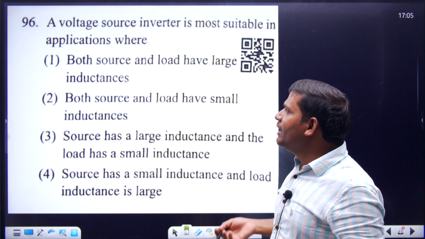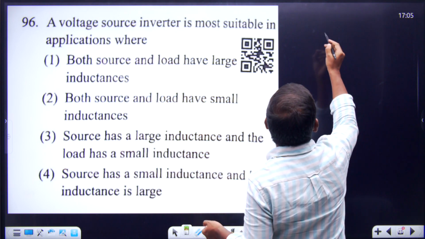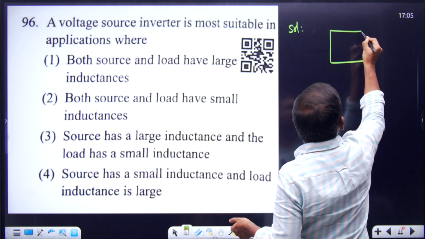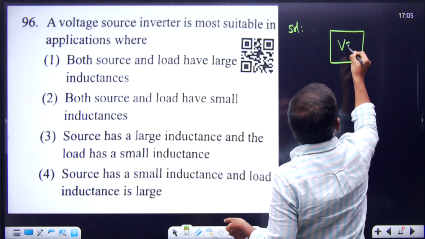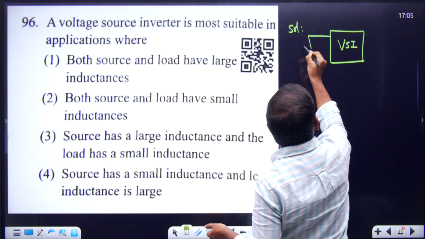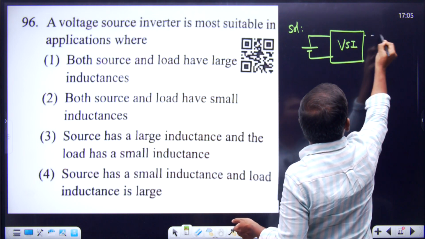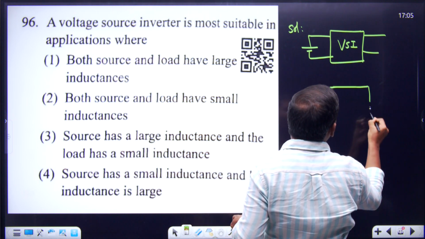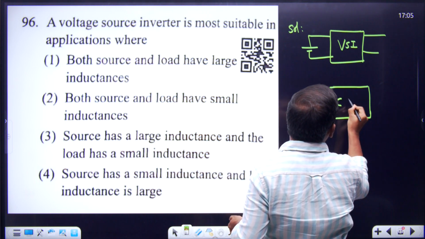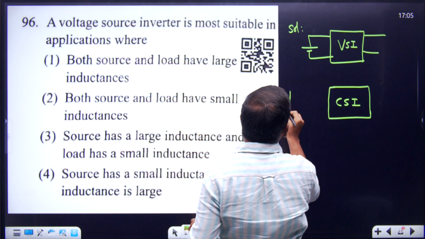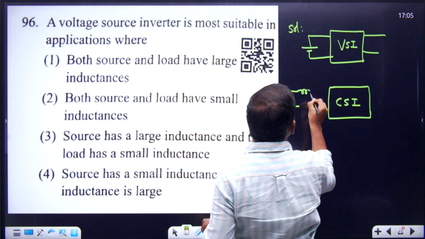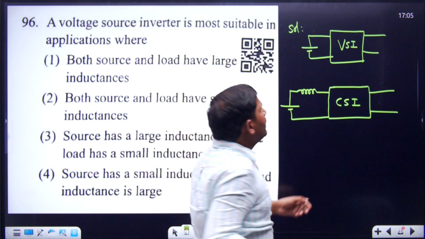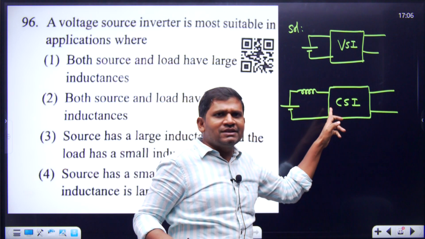Students, how can we represent the voltage source inverter? A voltage source inverter is represented like this. It is a VSI. The input is a voltage source. How can we represent the current source inverter, students? Practically, current sources are not available. That's why a voltage source in series with a large inductor acts as a current source. Friends, this is the VSI and this is the CSI.